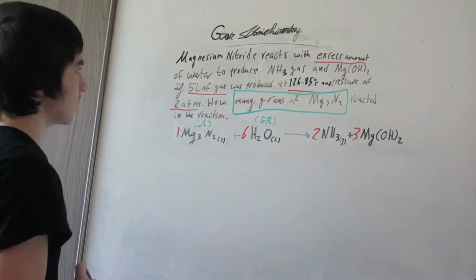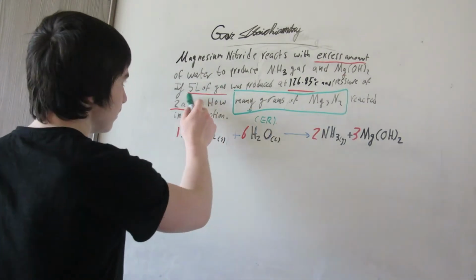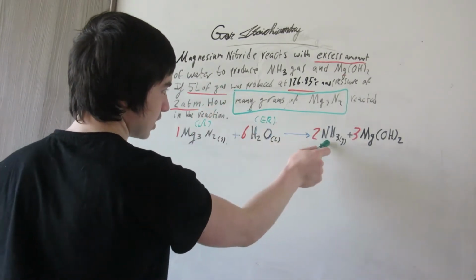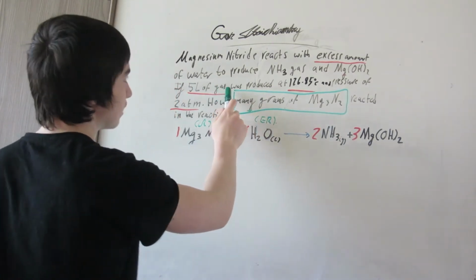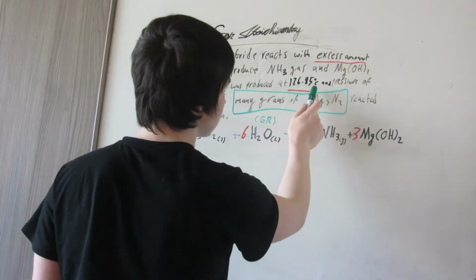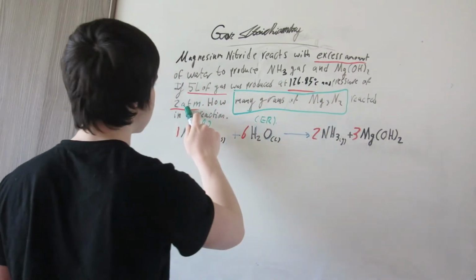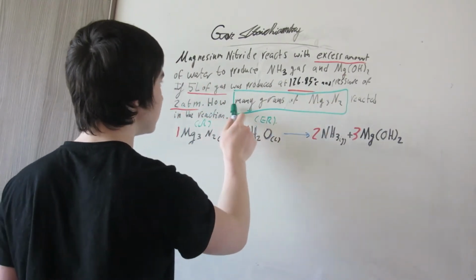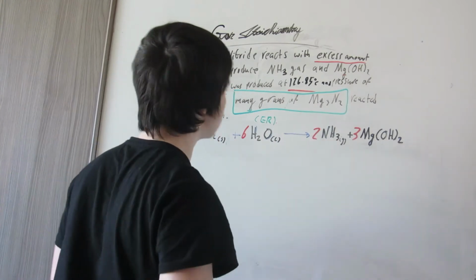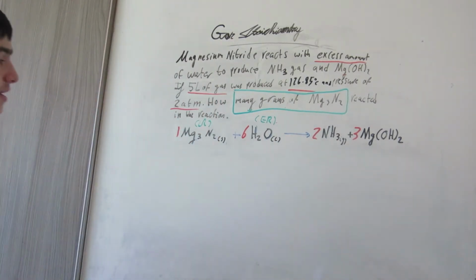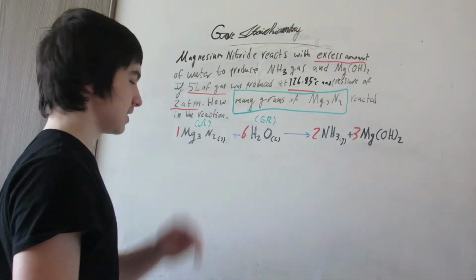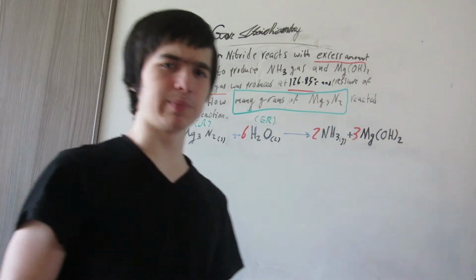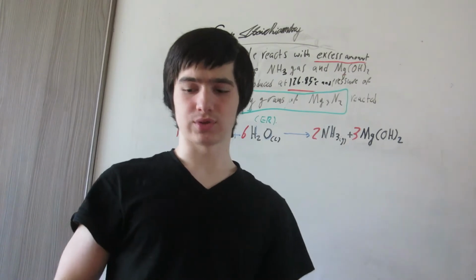Alright, so next, we have 5 liters of gas, which is ammonia, because we have only ammonia as gas, and it was produced at 126.85 Celsius and a pressure of 2 atm. How many grams of Mg3N2 reacted in the reaction? That means they want us to find the amount of magnesium nitride that we used in the reaction. Alright, that's pretty simple. So we'll just do stoichiometry.